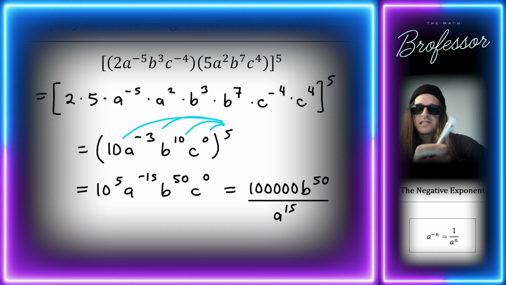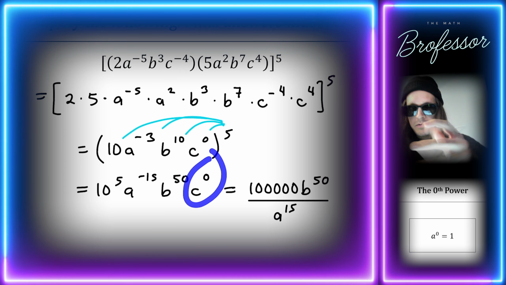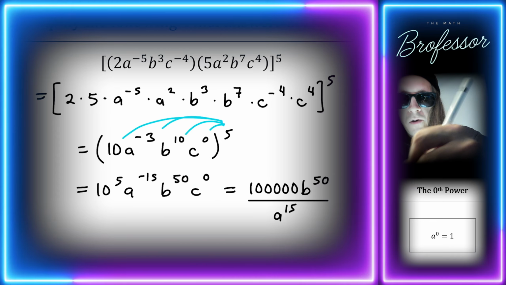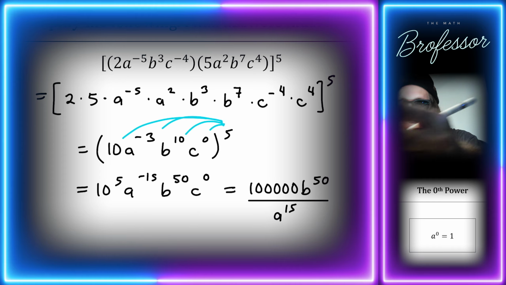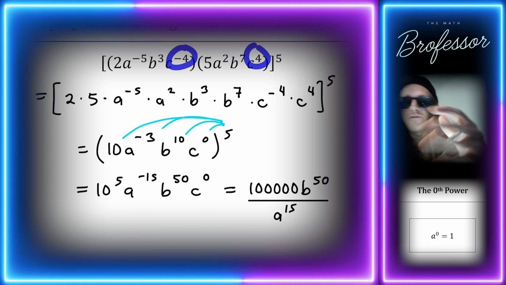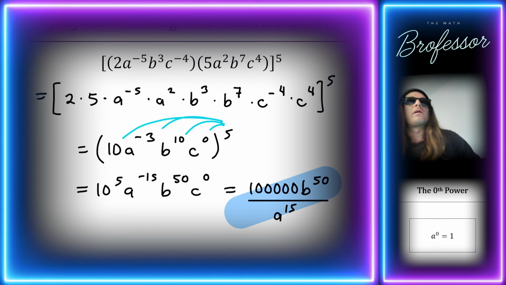Now, C to the 0, that is the 0th power right there. C to the 0th power is 1. It would be pointless to put a little times 1 right here because that's not going to change anything. So the C functionally goes away. And we can see that from the very beginning because we have a negative 4 and a positive 4. Those are going to cancel. This is the answer.